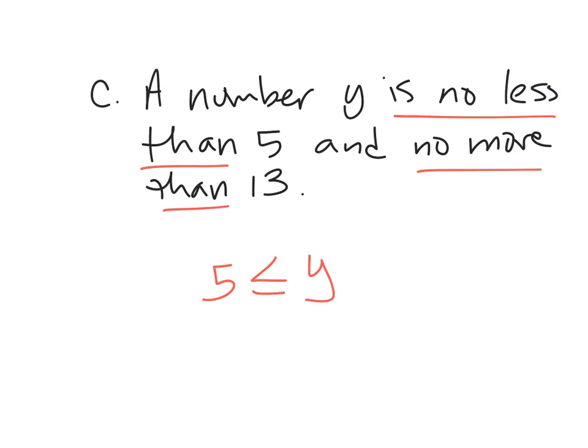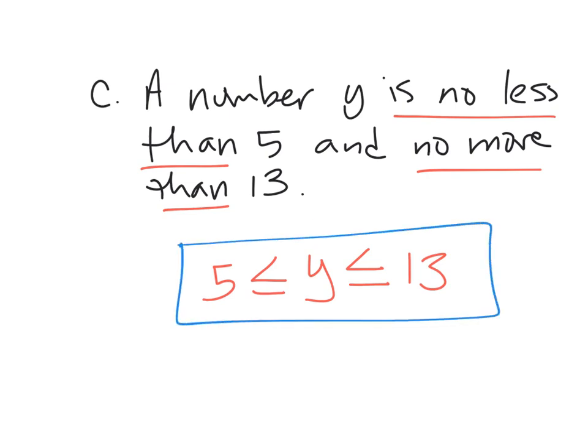But then it also says no more than 13. So that means it can't be higher than 13. So y has to be less than or equal to 13. You see in here how the y is in the middle, and the alligator mouth is towards the y when it comes to the 5. So y is greater than the 5. But then the alligator mouth is towards the 13, so it has to be less than or equal to 13. This is a compound inequality, sorry. And that would be your final answer. Any questions on how we did that? All right.